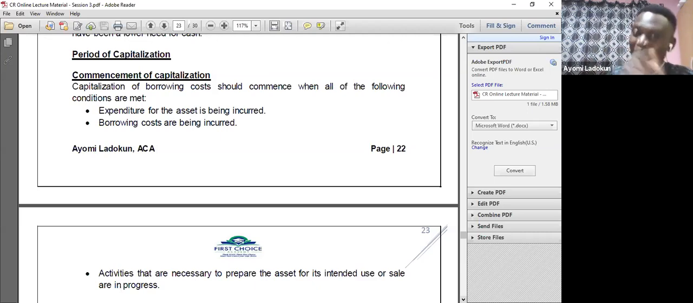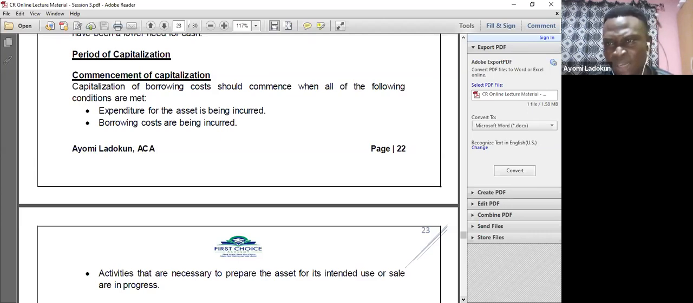Now, before I can even commence, I will check again. Borrowing costs are being incurred. What's the meaning of borrowing costs? If I did not go to borrow, there is no borrowing cost. I must have borrowed before there is borrowing cost. So that's all you need to know. Let me give you an example with dates. If I borrow money in January and I start construction in February, capitalization will start in February. Borrowing cost already started in January, but the finance charge from January will be expensed.